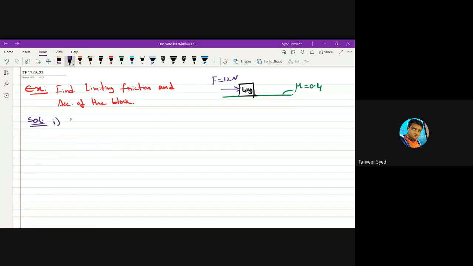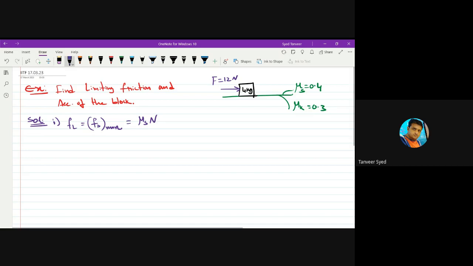So limiting friction is 16, I got, sir. F s max, which is mu s into N. If nothing is mentioned, we'll take the friction which is given in the question. Okay, let us take mu s is 0.4 for this surface, and mu k, kinetic friction, is 0.3.